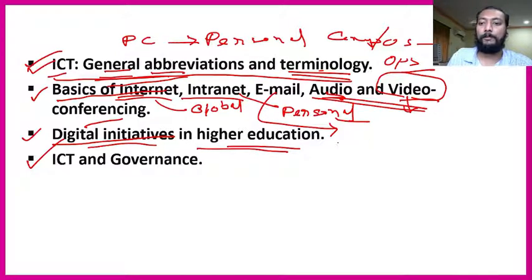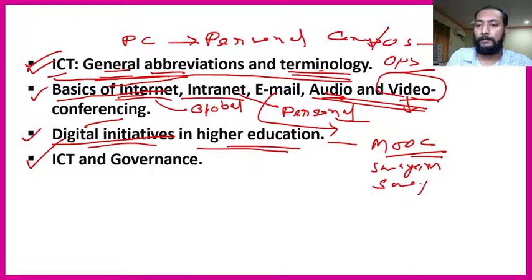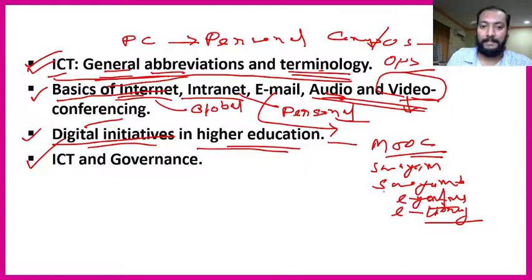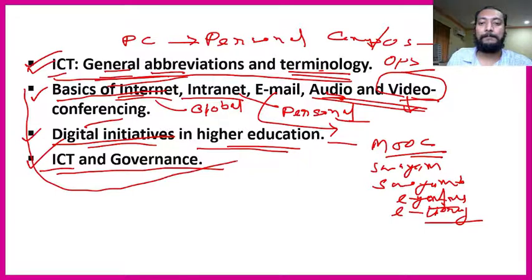For example, one program is MOOC. The Indian government started MOOC, massive open online courses, under the SWAYAM portal, SWAYAM Prabha. So these things we need to look at. E-Yantra, E-Library. These are the things we need to understand under this topic. Plus ICT and governance: to maintain good governance, what factors are needed in case of ICT? We need to look at all this. These are the main syllabus points given by the official side.